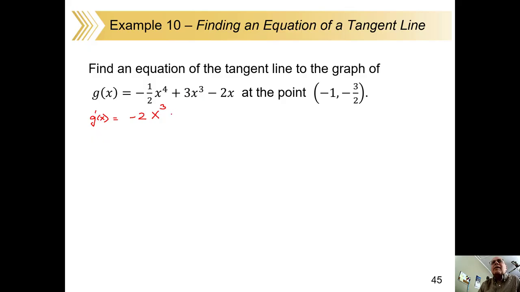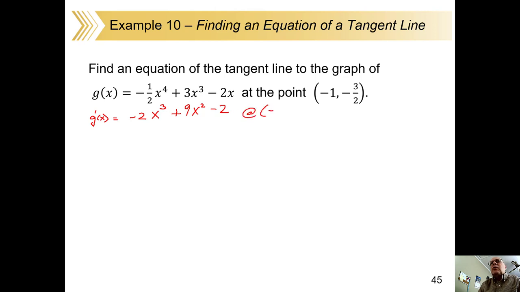Next one, we've got a plus there. We'll bring the plus out there. 3 out front gives a 9. X cubed becomes x squared. And last of all, remember the derivative of x is 1. So this is just negative 2 times 1 is negative 2.